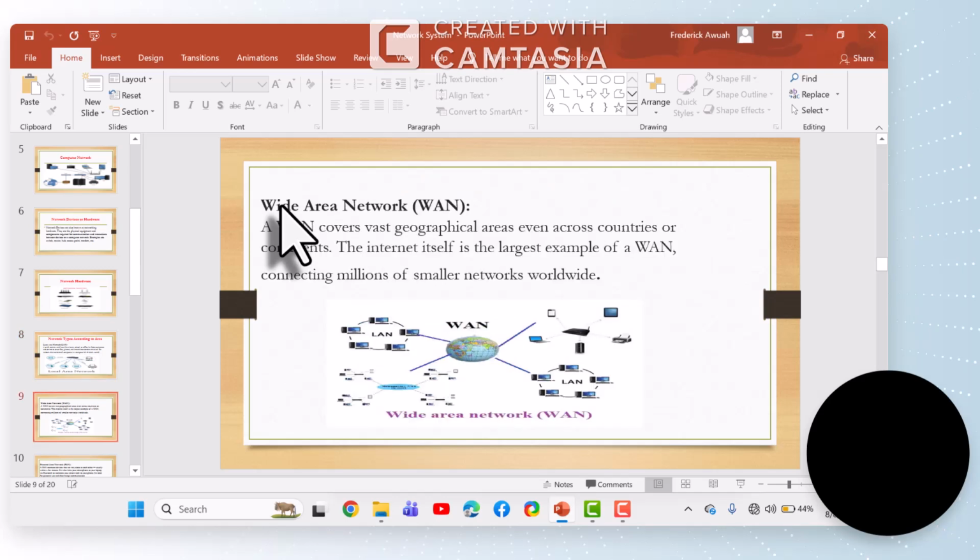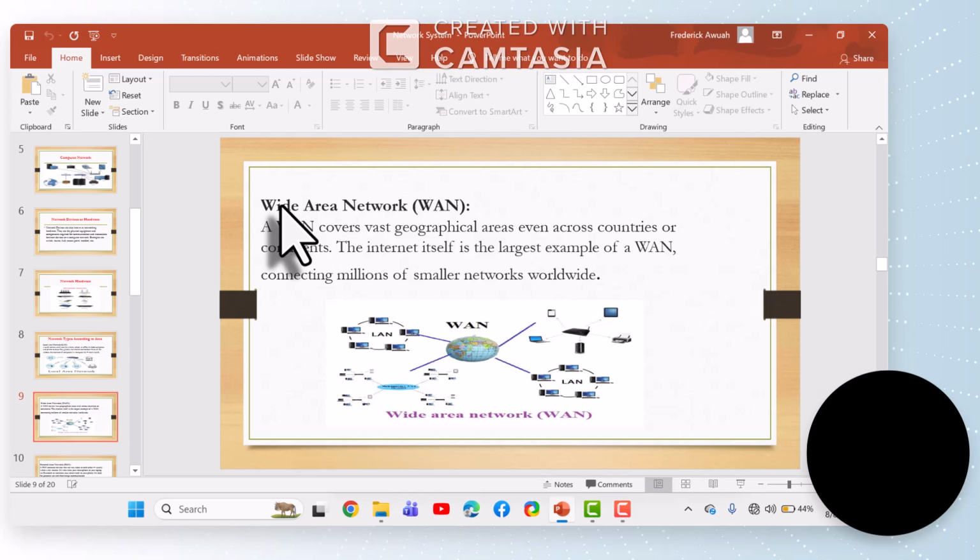And you have the wide area network. The wide area network covers vast geographical areas, even across countries, yes, continents and other things. So let's say MTN, for instance. MTN is an example of a wide area network, Telecel and others. It goes beyond Ghana. When you go to South Africa, you can get MTN and other networks there. I think Zimbabwe too, they are using MTN.